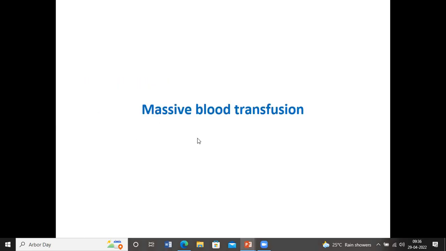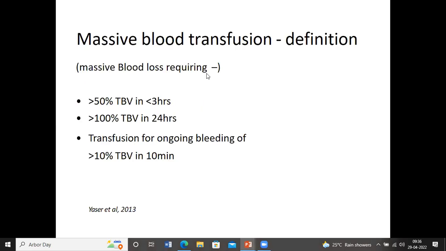So now coming to some points regarding massive blood transfusion. Massive blood transfusion is basically a condition where you have to give a huge amount of blood, especially when there is a huge trauma or a huge bleeding or hemorrhage. By definition, it is the requirement of more than 50% of total blood volume within 3 hours, or more than 100% of total blood volume in 24 hours. For transfusion for ongoing bleeding, it is more than 10% of total blood volume within 10 minutes.